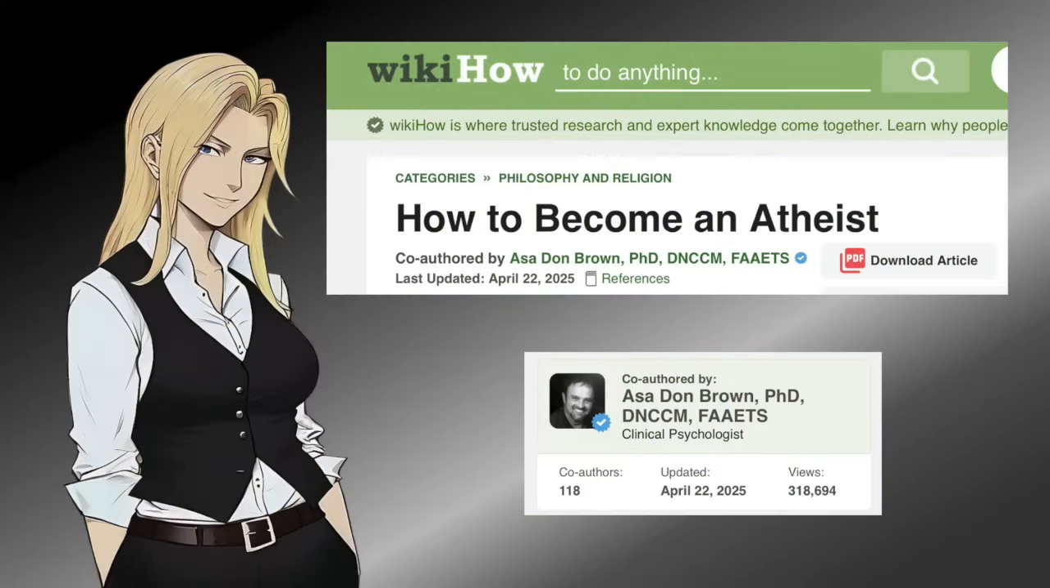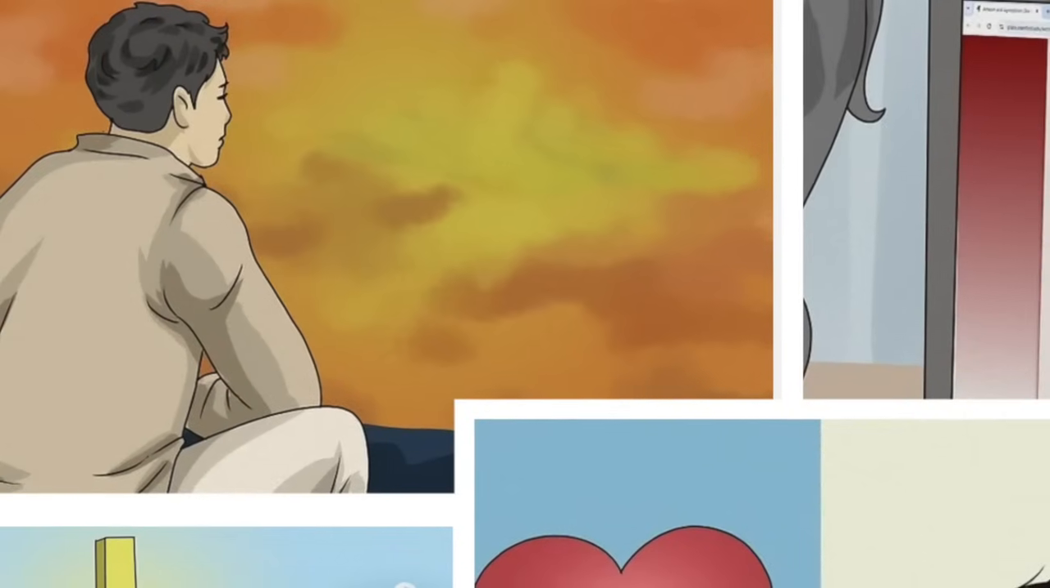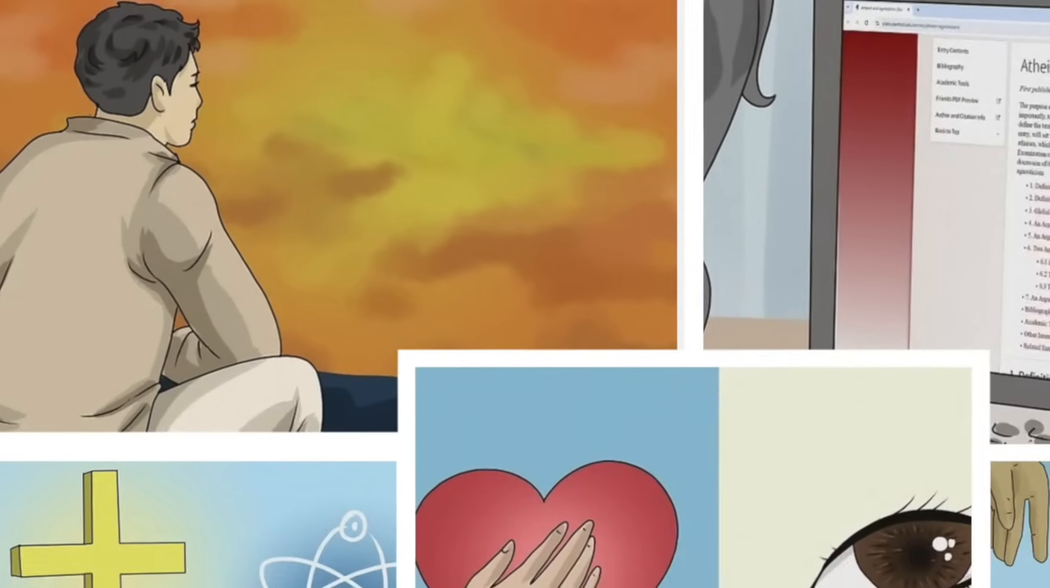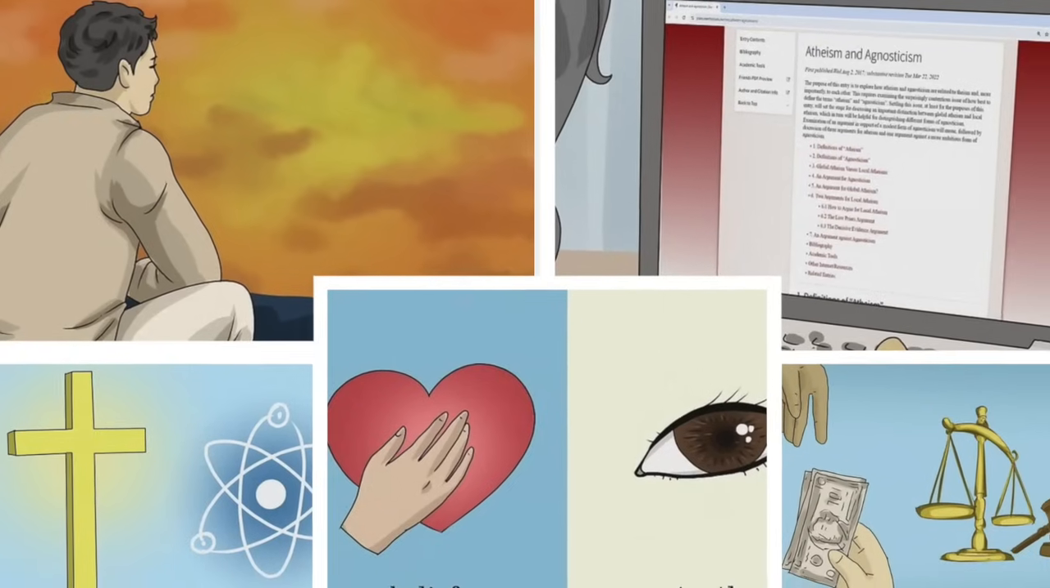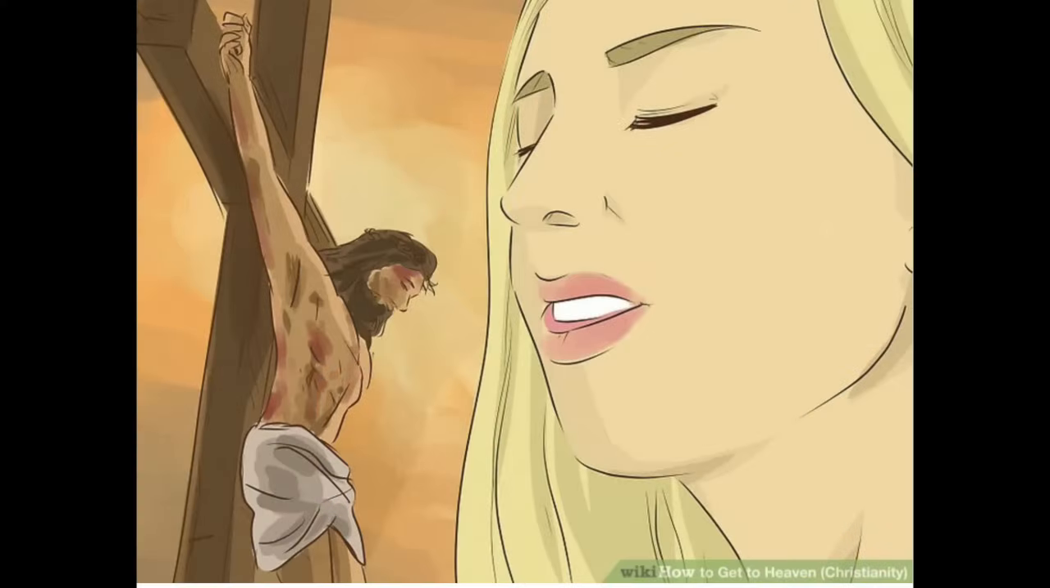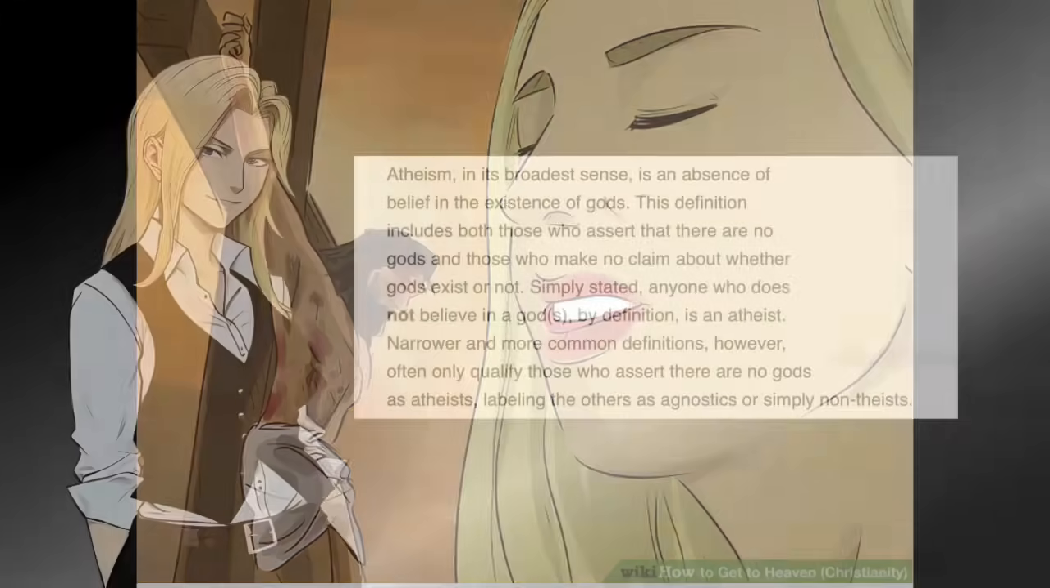So, having said all that, let's get into the WikiHow post, How to Become an Atheist. It is co-authored by Asa Dawn Brown, PhD, a clinical psychologist with 118 co-authors, and it was updated recently on April 22nd of 2025. I usually really love the pictures on WikiHow, but the one on this page is not too interesting. They're okay, but check out this one from How to Get to Heaven. I mean, that is some grade A illustration, and that would have been cool to see, but okay, whatever. So let's see what they say.